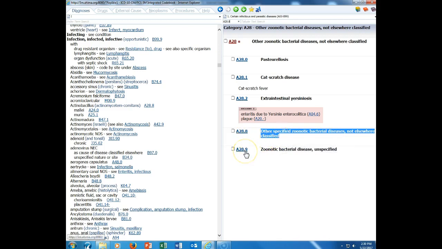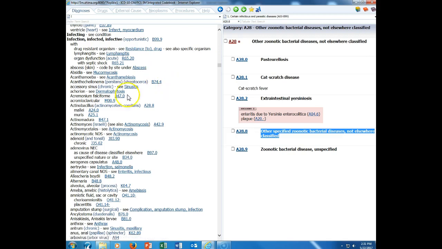So typically when you see .9s, these are unspecified or NOS codes, and .8s are other specified, meaning you have a specific diagnostic statement, but there isn't a specific code. If we see these terms in the tabular, NEC is still not elsewhere classifiable, and it's other specified when a specific code is not available. Basically the same thing as in the alphabetic index, and then NOS is the same thing as well. It's the equivalent of unspecified.